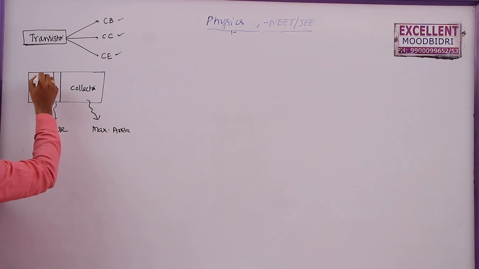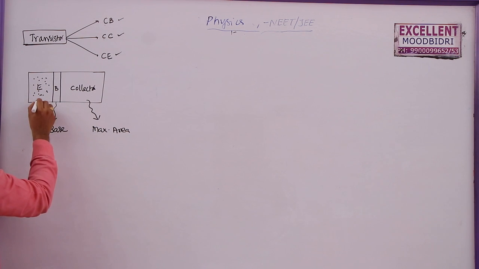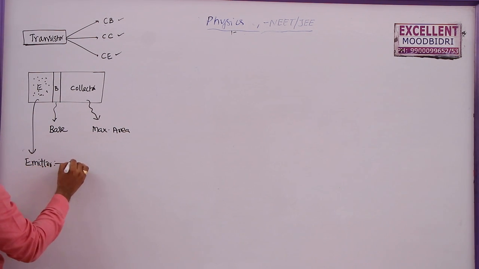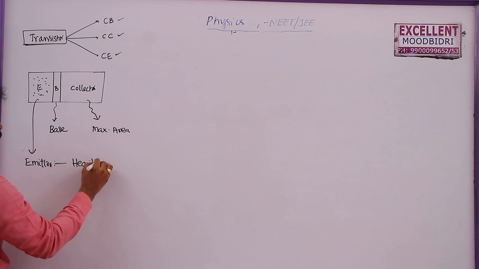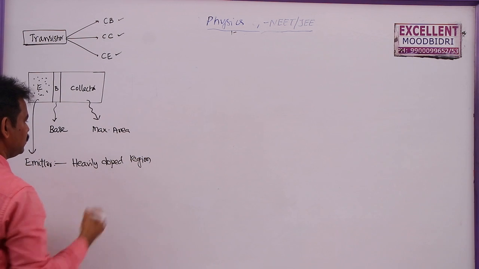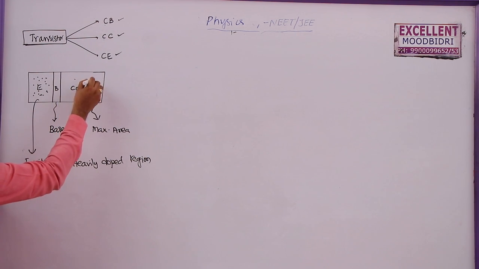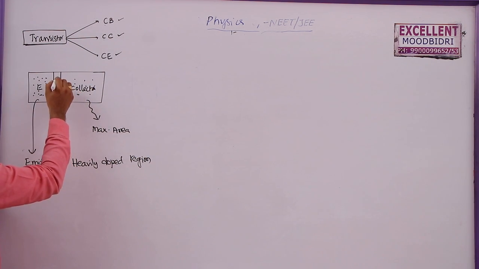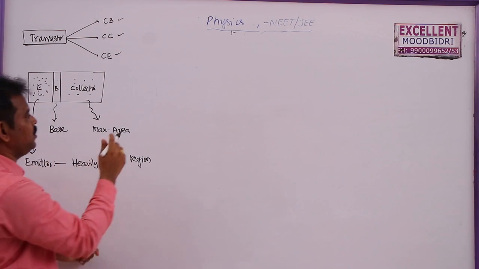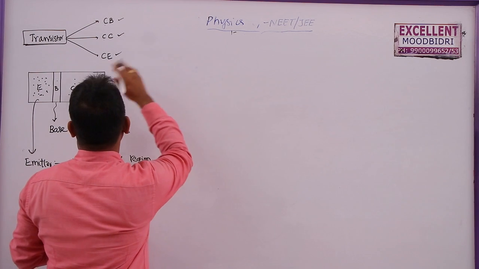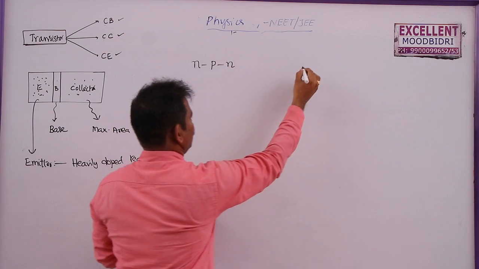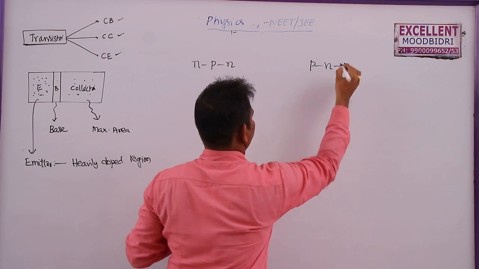And this emitter is a heavily doped region. This is moderately doped, and this is lightly doped. But as we have transistors, this is a combination of 2 PN junctions. So we have 2 different diodes. The transistors are of two types: one is NPN transistor, one is PNP transistor.